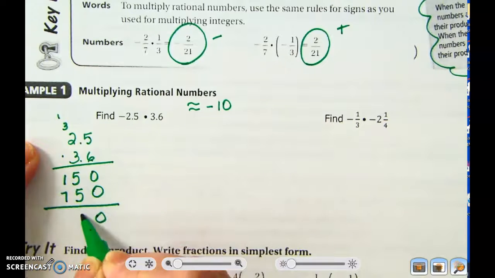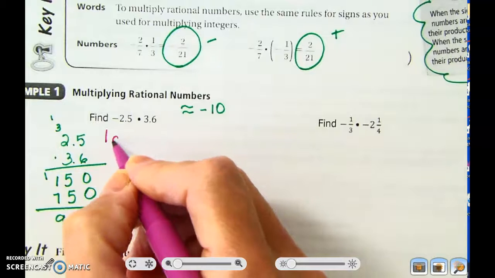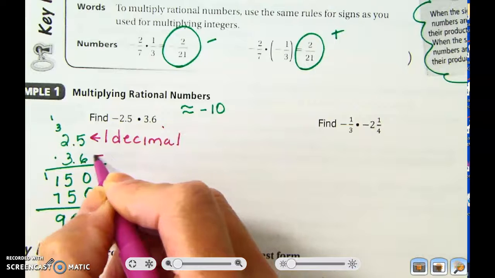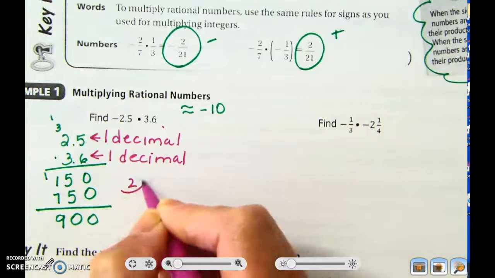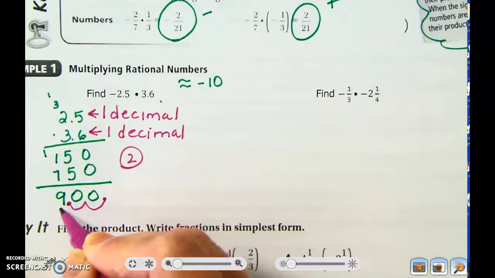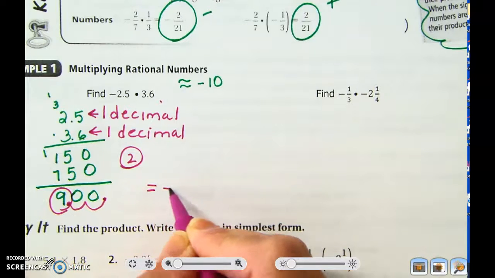So we're going to go ahead and add these numbers. 0. 5 plus 5 is 10. Put down the 0. Regroup that 1. 7, 8, 9. So we have 900. Now to find the decimal point, what we have to do is count the decimal places. So there's 1 decimal place in the first number, and then there's 1 decimal place in the second number. So that's 2 altogether. So here's where it normally is. So we're going to move it 2 places to the left. Okay? And then we know that our answer is going to be negative, so it's negative 9.